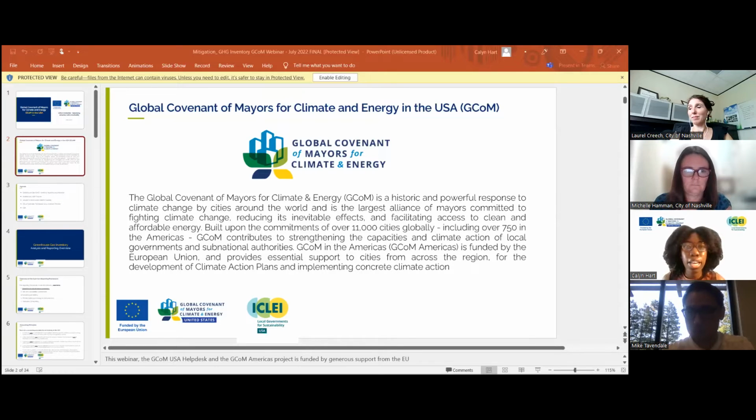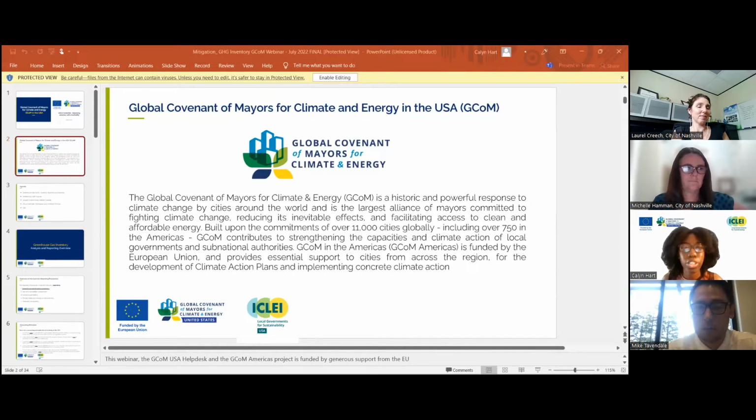Next, we're going to get into the inventory analysis and reporting overview. For reporting to GCOM, the main reporting requirements are the greenhouse gas emissions inventory, risk and vulnerability assessment, target and goal setting, climate action and energy access planning, and monitoring and reporting. But today we'll mainly be going over greenhouse gas inventories.